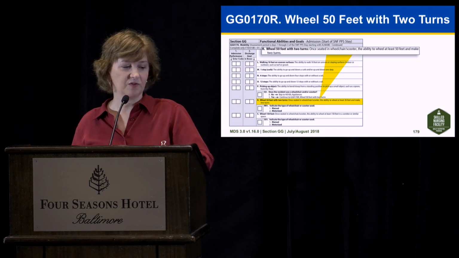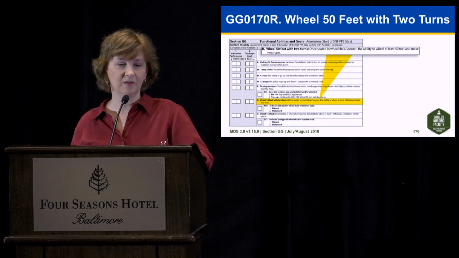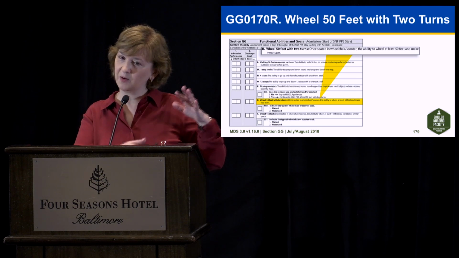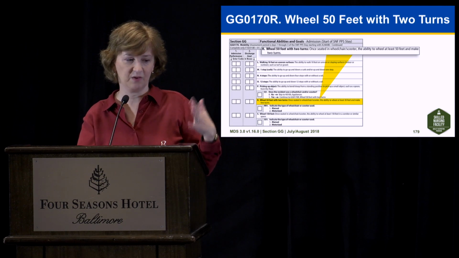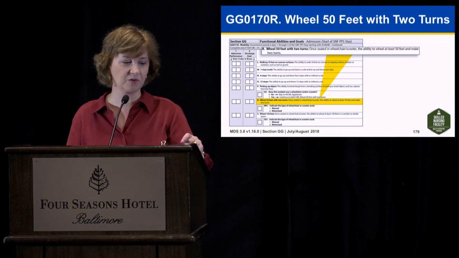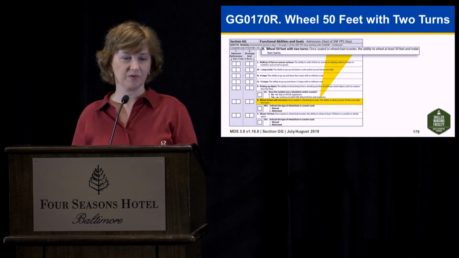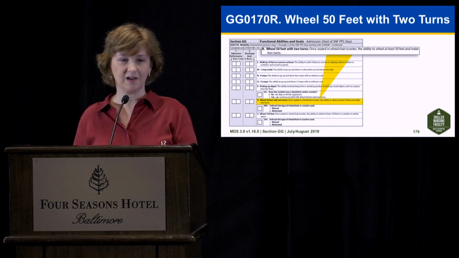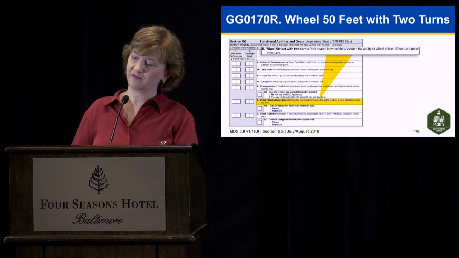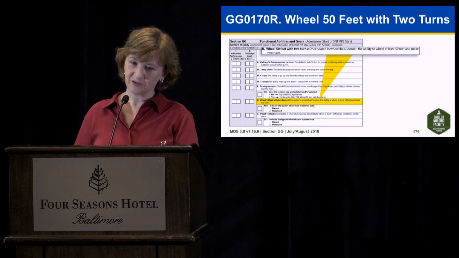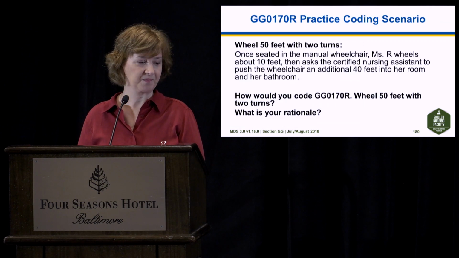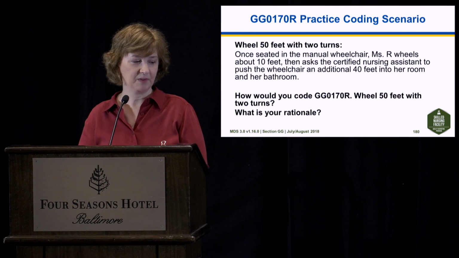And this relates to once the person is seated in the wheelchair, because of course we've already talked about bed mobility and transferring in and out of chairs and wheelchairs and scooters before. So once the person is seated in the wheelchair or scooter, the ability to wheel at least 50 feet and make 2 turns. I talked before about the turns being 90-degree turns, so that applies here also. So we do have an example here.